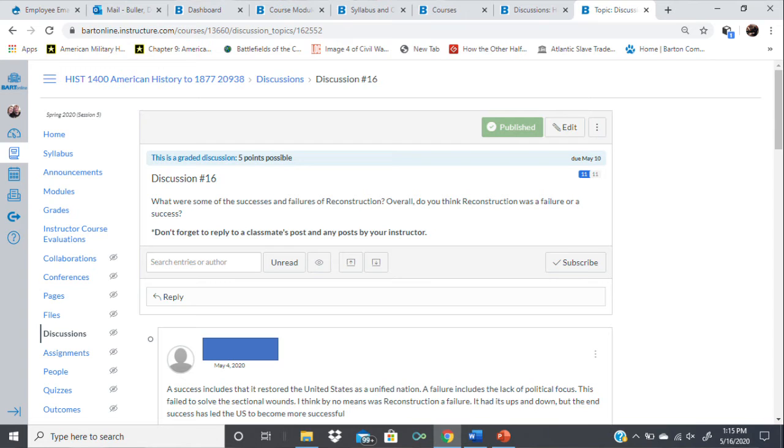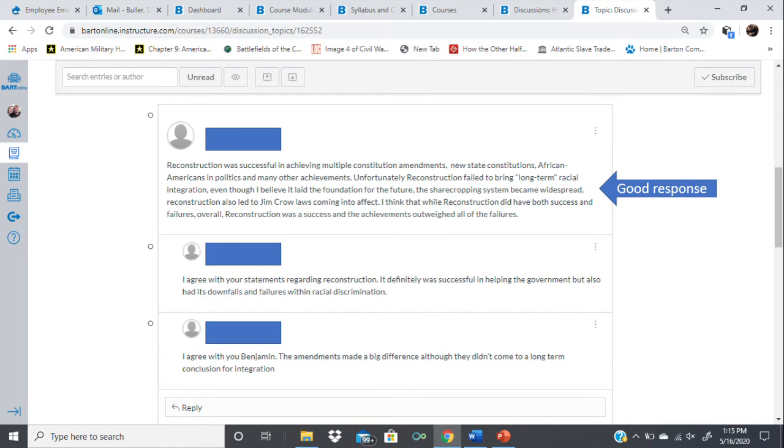I wanted to also show you a good and bad example of discussion posts. So if you look at this post, this was about Reconstruction. It says, what were some of the successes and failures of Reconstruction? Overall, do you think Reconstruction was a failure or a success? So this student talked a little bit about Reconstruction and then said it was successful and explained why. But here's an example of a bad response to a student.